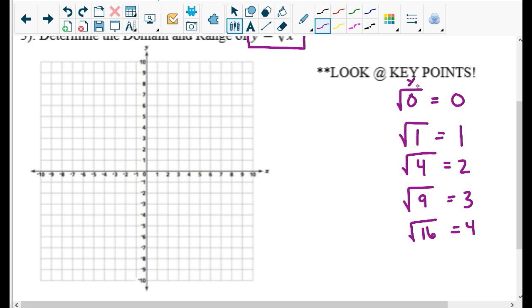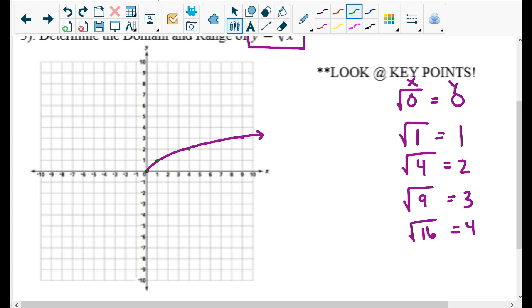So we have our x's here and our y's. x is 0, y is 0; x is 1, y is 1; x is 4, y is 2; and x is 9, y is 3. So this is our parent function here. You can see the starting point here, and from my starting point, I go over 1, up 1, over 3, up 1. If you remember those two moves, you'll be able to graph 95% of the functions here.